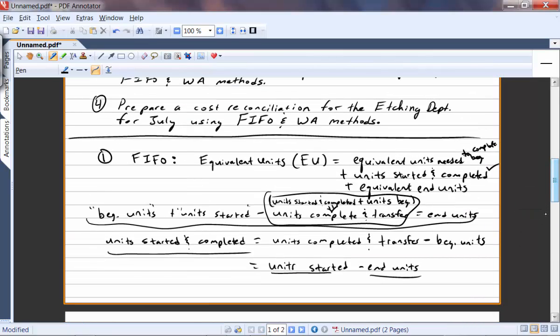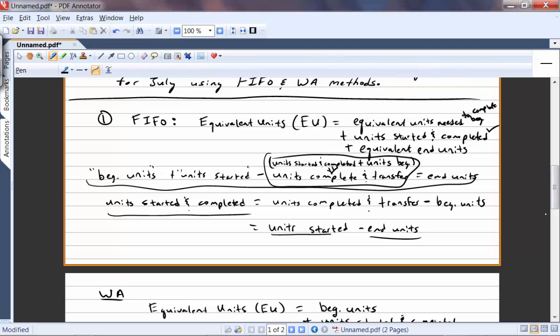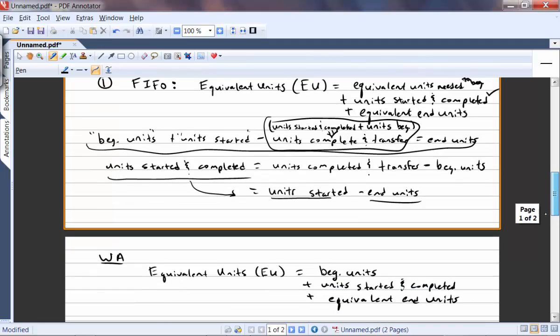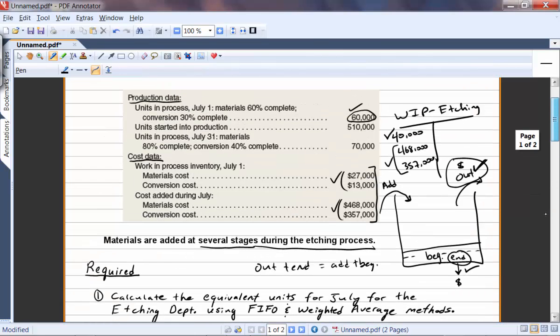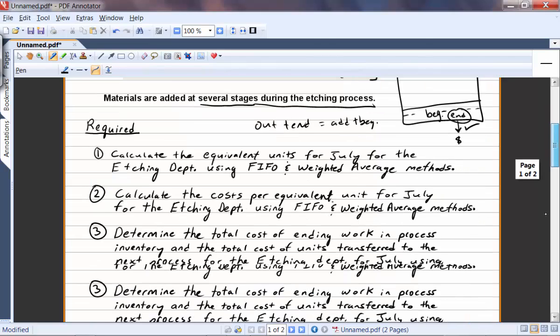Units started and completed. Let's use this formula right here. Units started and completed equals units started minus ending. How many units were started? 510,000. How many units are left at the end? 70,000. So units started and completed is 510 minus 70.